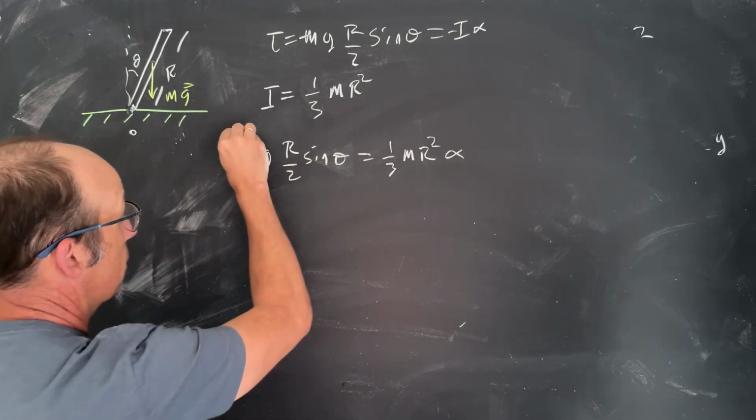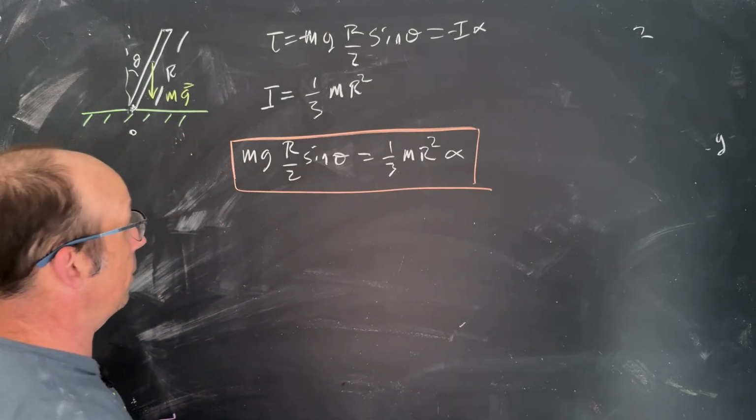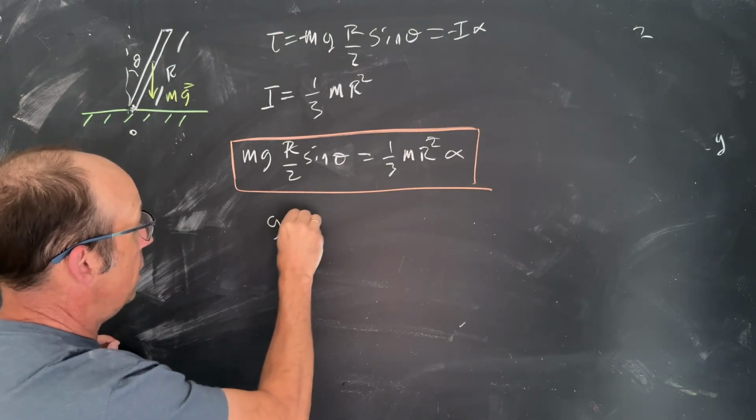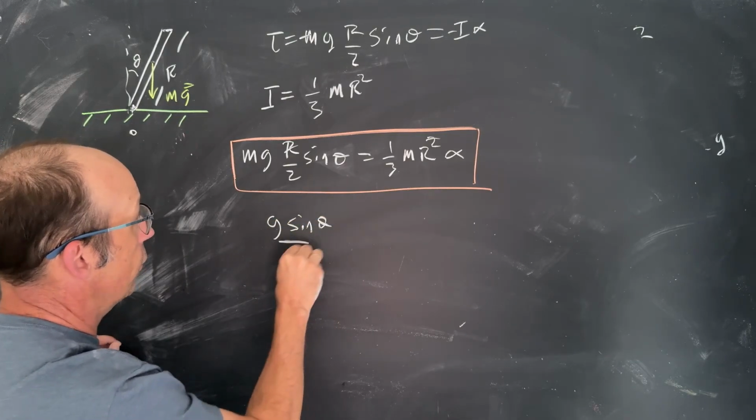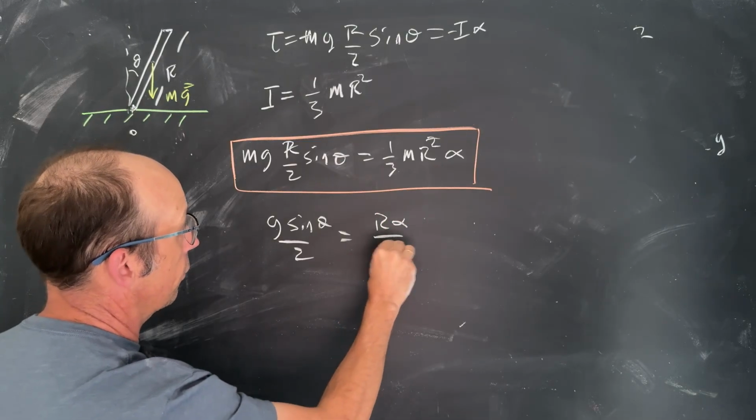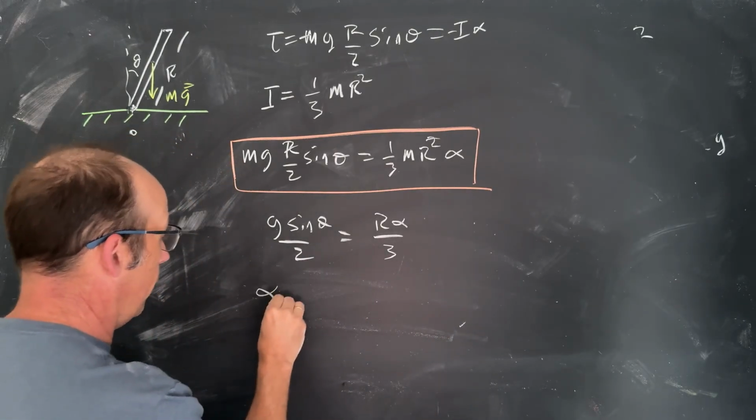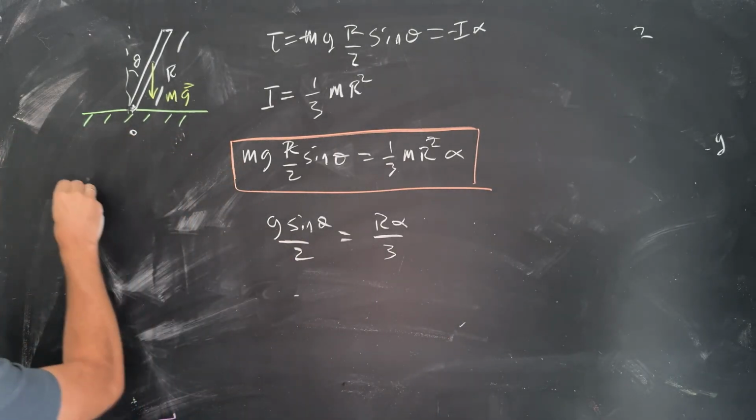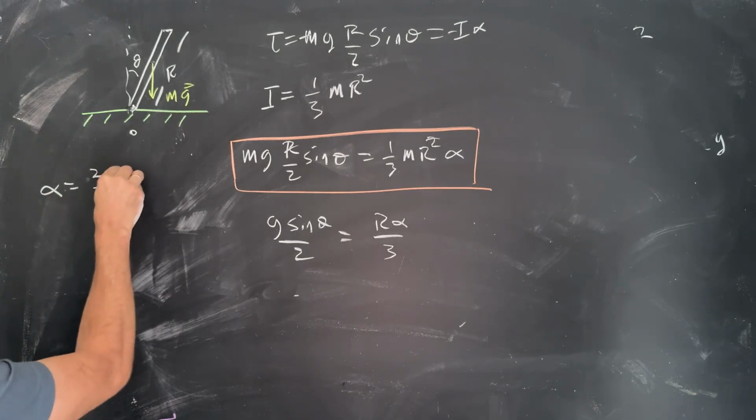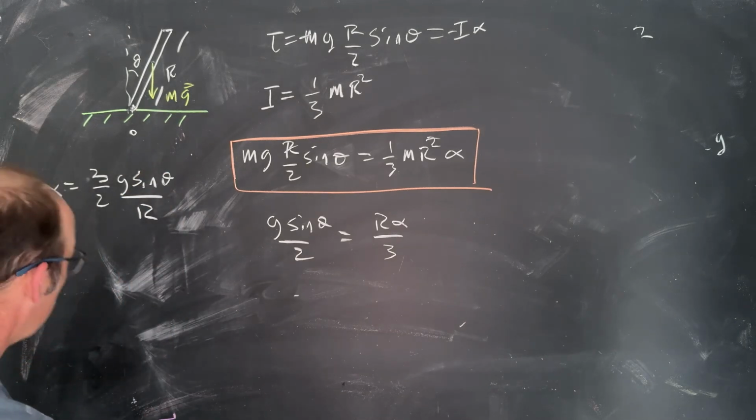The mass cancels, so that's good. But r does not cancel. So let's actually write this a little bit simpler. Cancel the mass. One r cancels, but the other one doesn't. So I get g sine theta over 2 is r alpha over 3. In fact, what I'm going to do is solve for alpha. So I get alpha is going to be equal to 3/2 g sine theta over r. That's very important.